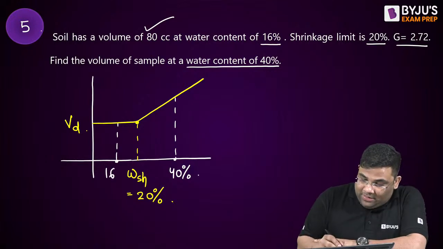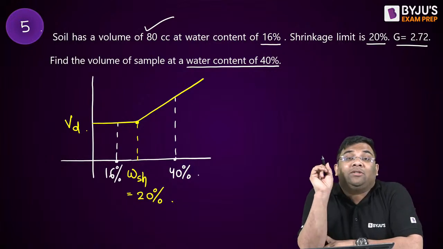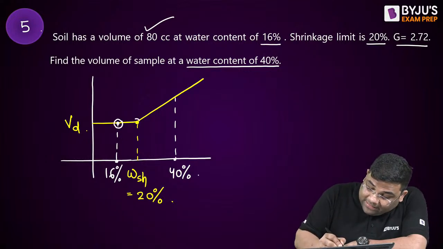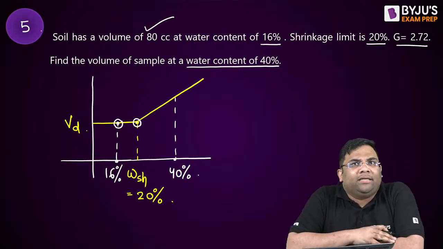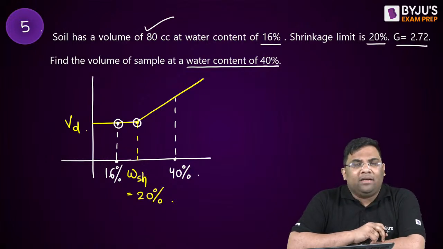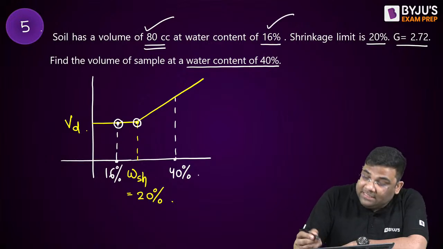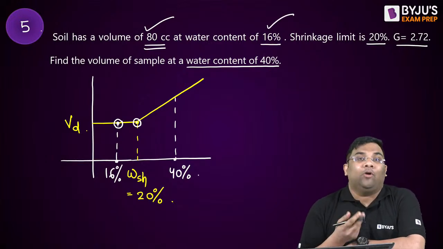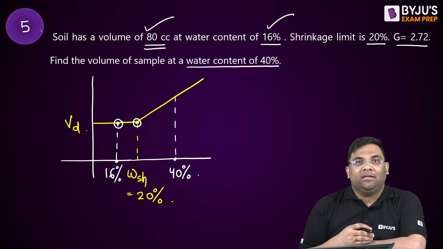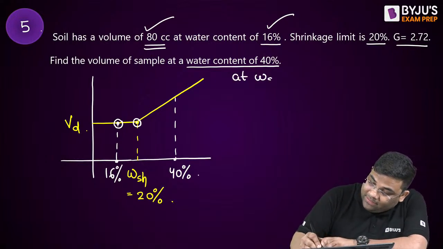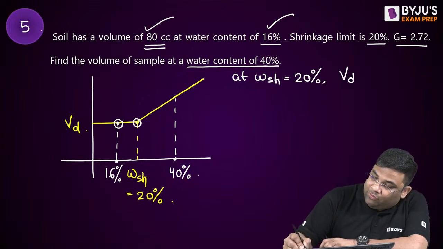Now see, we know that below the shrinkage limit, volume remains constant. That means whatever volume I'm getting at 16%, the same volume I will get at 20% also, right? That means the volume 80 cc, which is given at 16%, is nothing but the dry volume, right? So we can say that at shrinkage limit equal to 20%, the volume is equal to the dry volume, that is 80 centimeter cube.